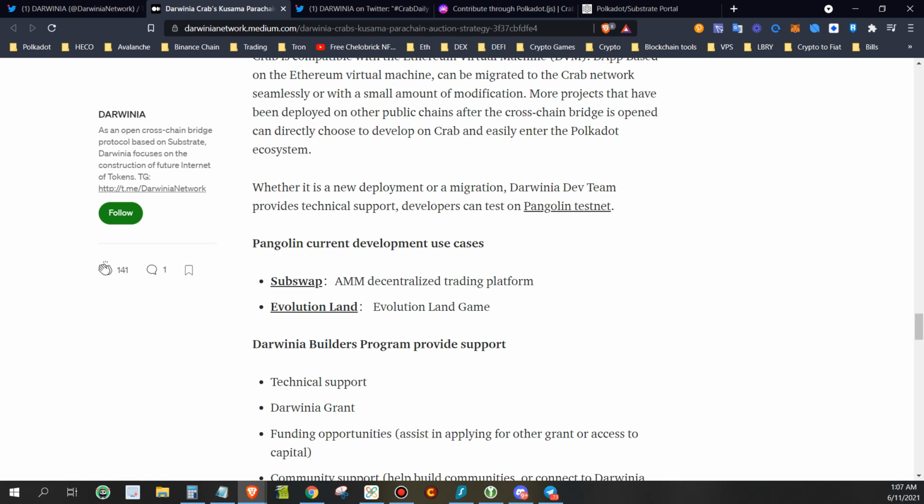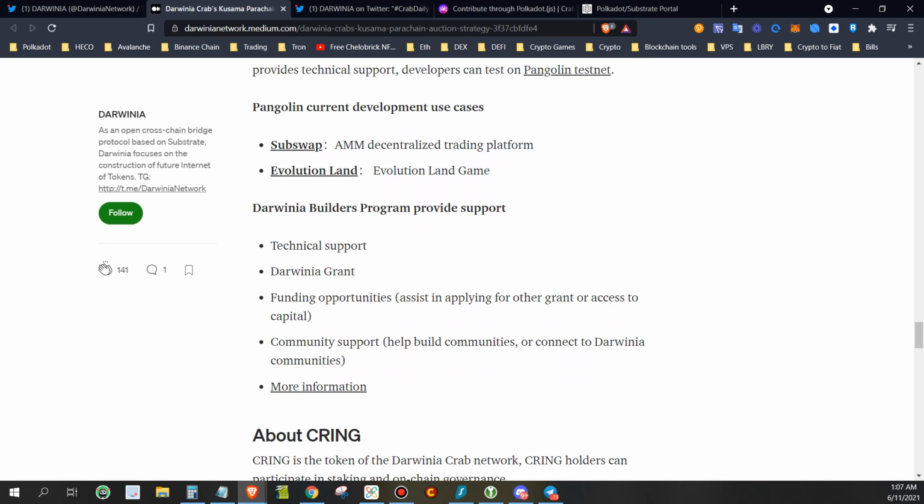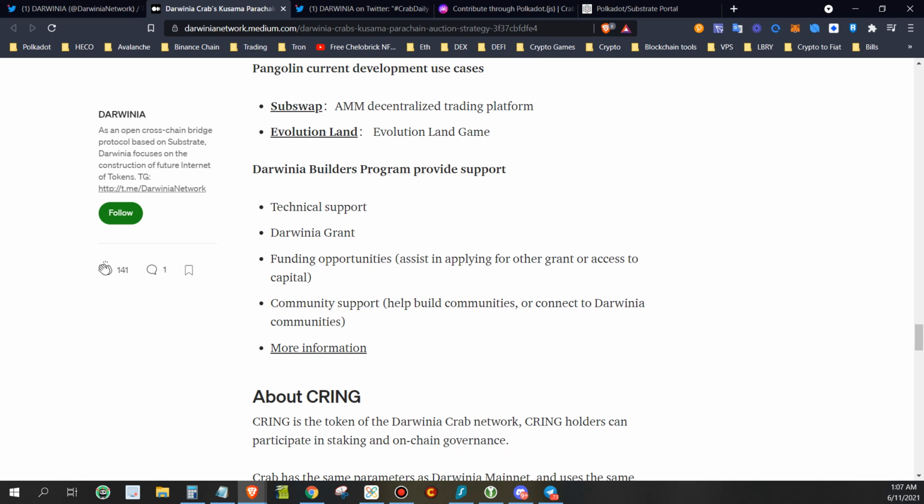So you go to evolution.land. I have all this information in the description below. The Darwinia Builders program provides support: technical support, Darwinia grants, funding and opportunities, assisting in applying for other grants to access capital, and community support, to help build communities or connect to the Darwinia communities. There's more information as well.